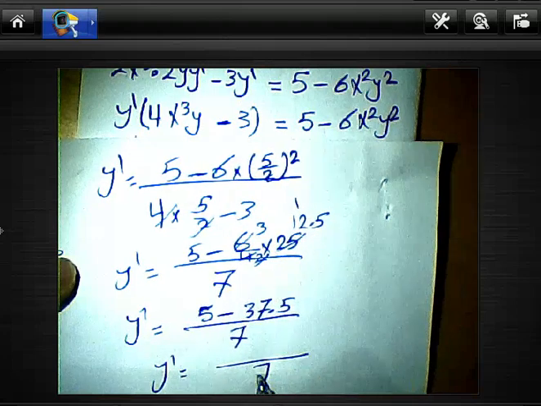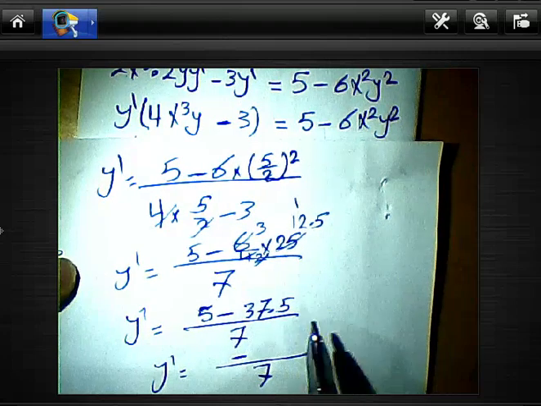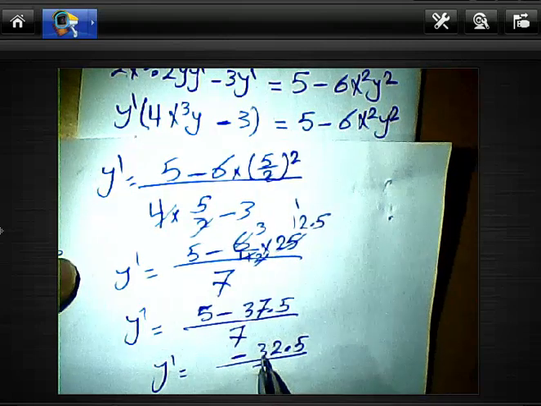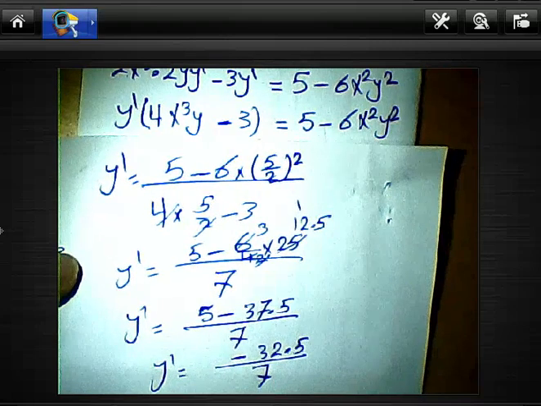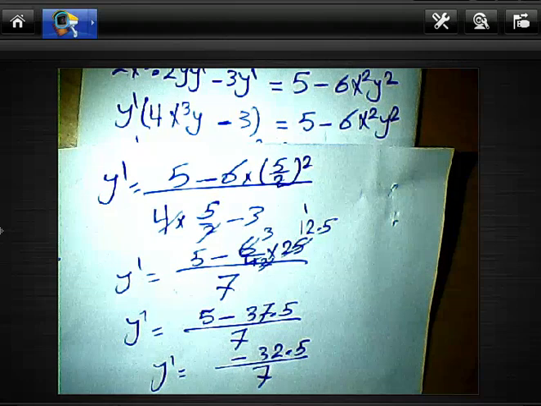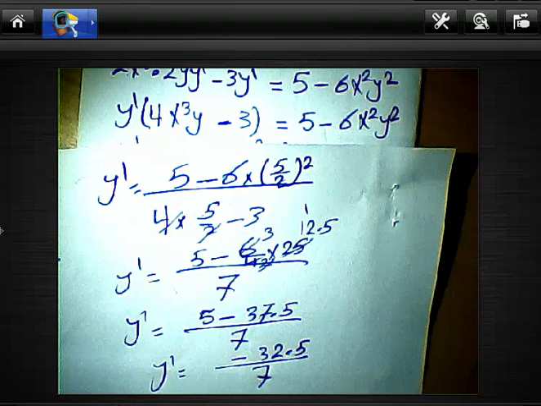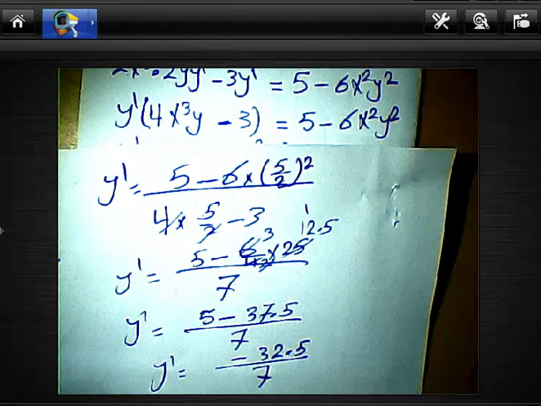y dash equals... we can find the result is negative here, and 5 point 7 minus 5 equals 2 and write 3. So the result will be negative 32.5 over 7. It's okay. This is the first result, dy over dx.